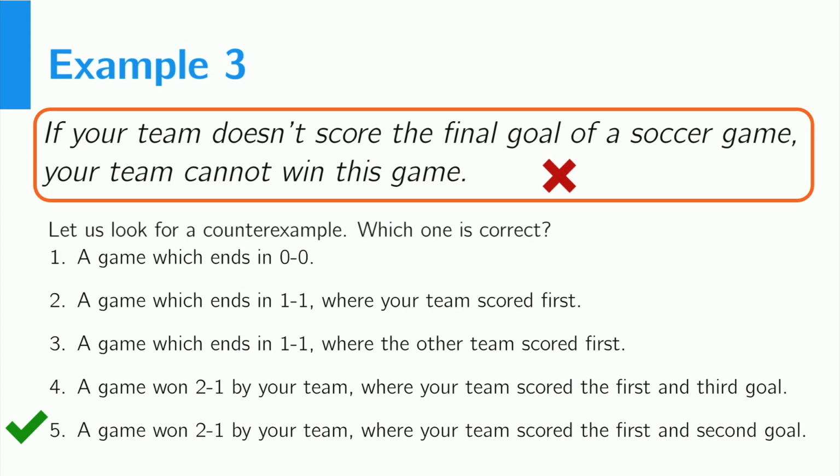This is correct. Indeed, we want a situation in which the A statement is true, so your team does not score the final goal of a soccer game, and this was not true in the third and fourth option. But also we need B to be not true, so we want a situation in which your team did win the game, and this went wrong in the first, second and third option. The fifth option was the only one in which your team didn't score the final goal of the game, and yet they won.